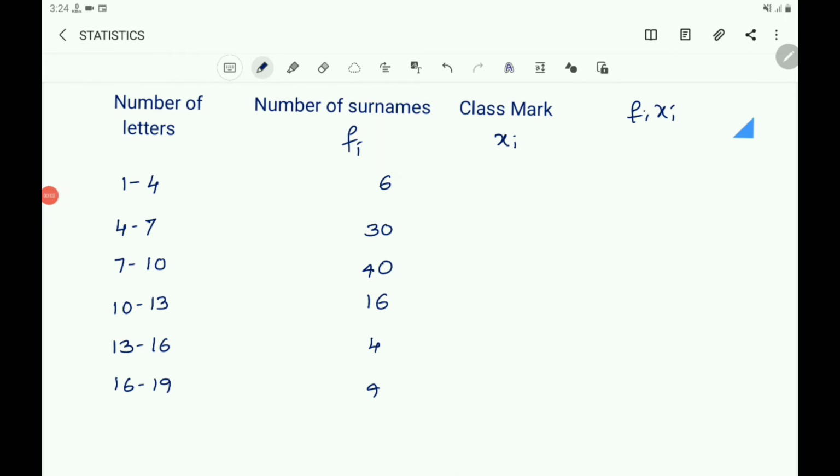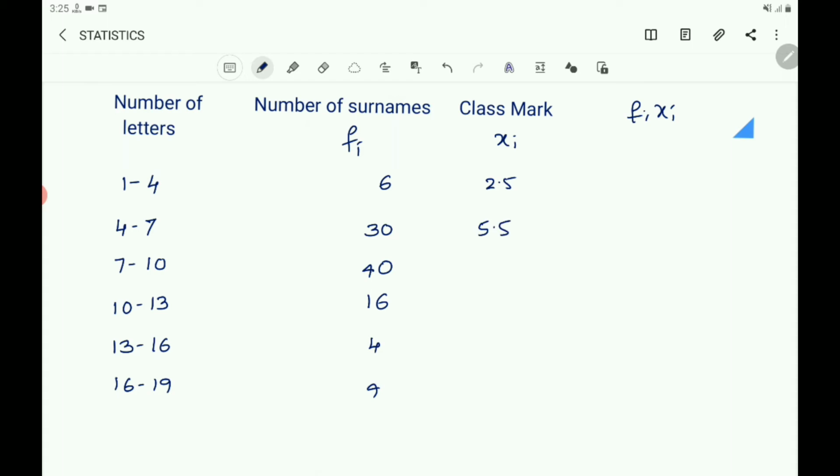Then find the class mark of each class. You know how to find the class mark: the sum of the upper limit plus lower limit divided by 2, the average of the upper limit and lower limit. First one is 1 plus 4 by 2. 1 plus 4 is 5, divided by 2 is 2.5. Next 4 plus 7 divided by 2. 4 plus 7 is 11. 11 by 2 is 5.5.